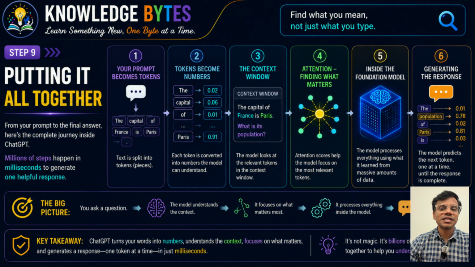Let's follow the complete journey one last time. You type a prompt, and that prompt is broken into tokens. Those tokens become embeddings. The model processes them within its context window. Attention identifies the most relevant information. Everything happens inside a foundation model. Finally, the model predicts one token after another until your response is complete. What feels like a simple conversation is actually a sophisticated pipeline running behind the scenes in milliseconds, isn't it?